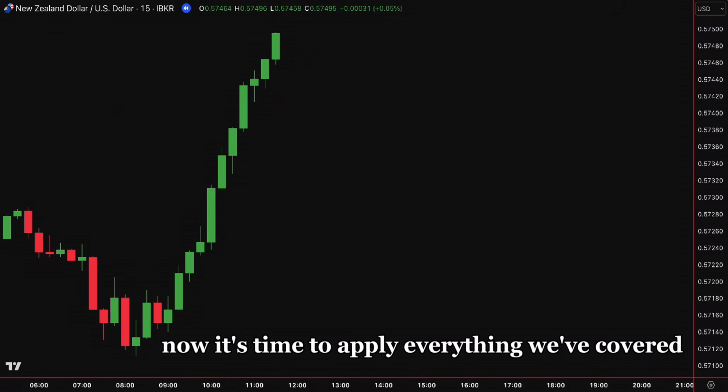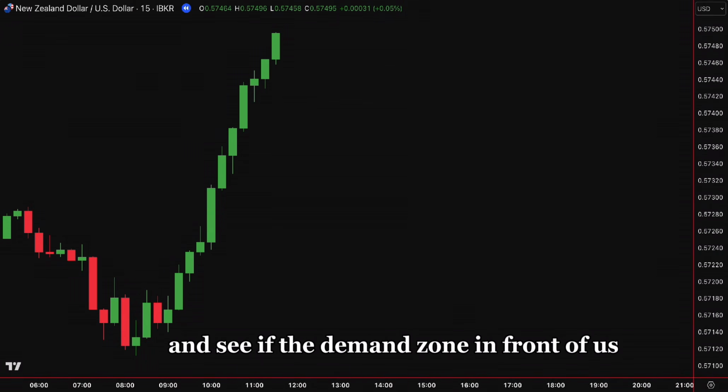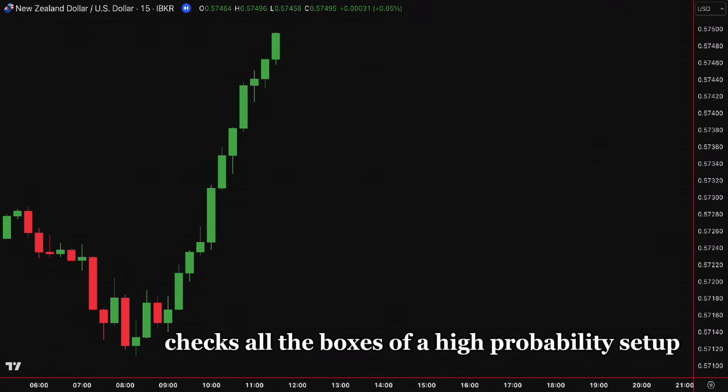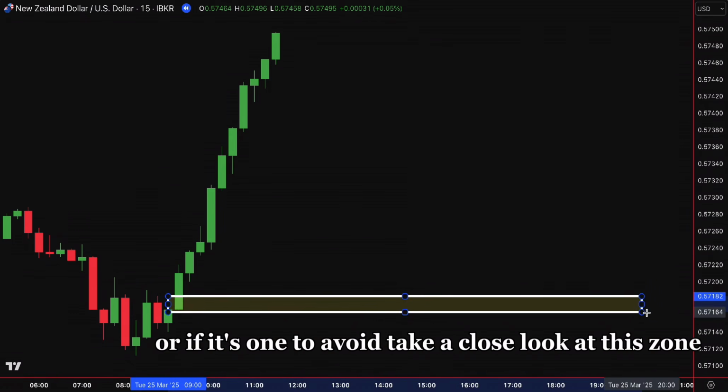Now it's time to apply everything we've covered. Let's break down a real chart example and see if the demand zone in front of us checks all the boxes of a high probability setup, or if it's one to avoid. Take a close look at this zone.